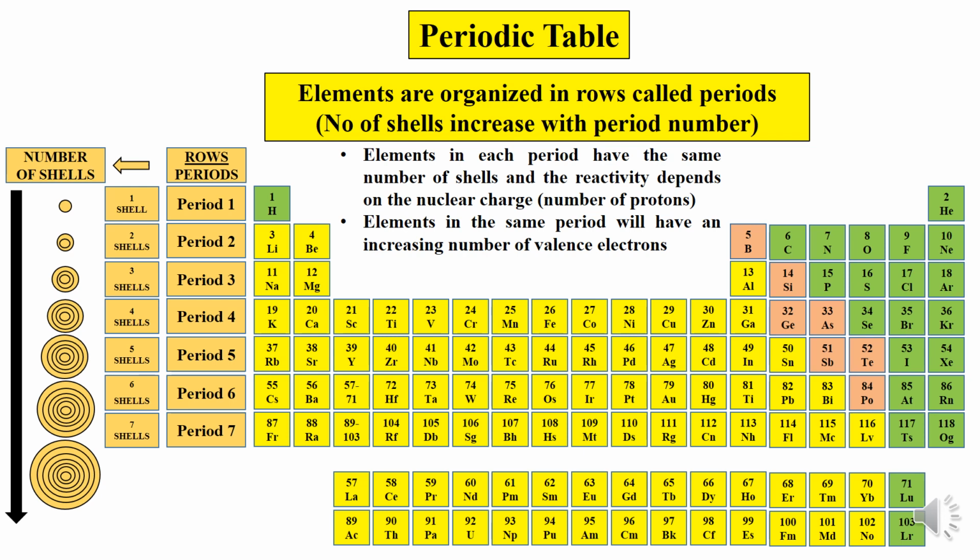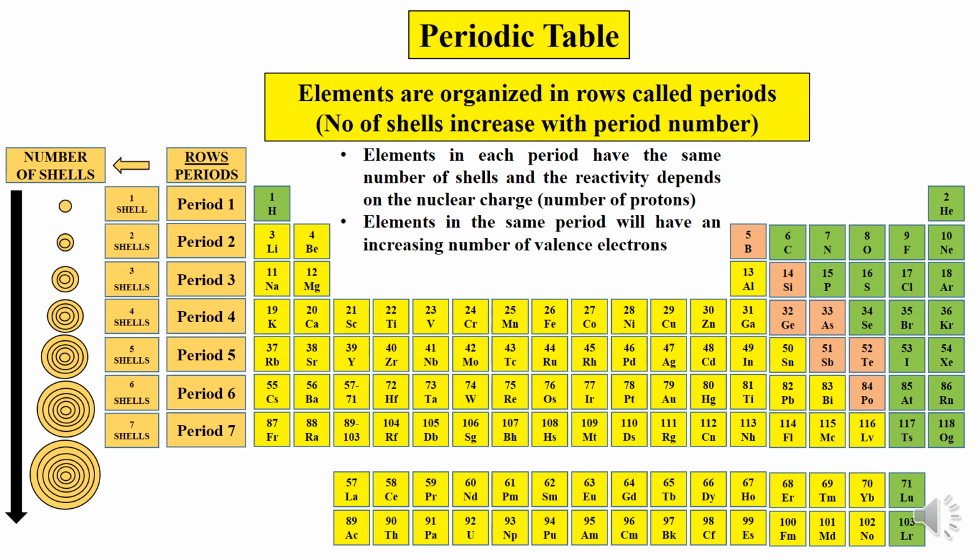Now, lithium has 1 valence electron. Beryllium has 2 valence electrons. Boron has 3 valence electrons. Carbon has 4 valence electrons. Nitrogen has 5 valence electrons. Oxygen has 6 valence electrons. And fluorine has 7 valence electrons.